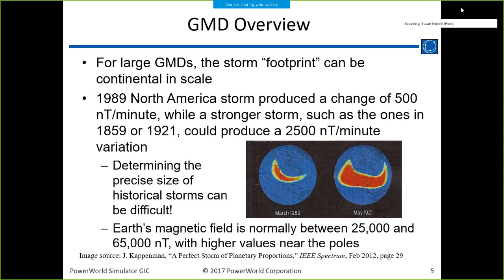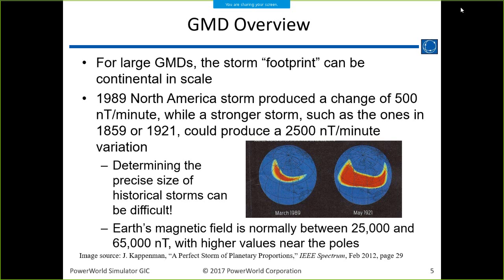The issue for the grid is because these are coming off the sun, they're big, and when they hit the Earth, they have a big footprint. The footprint can be continental in scale. You can't really see it here, but this is North America there.